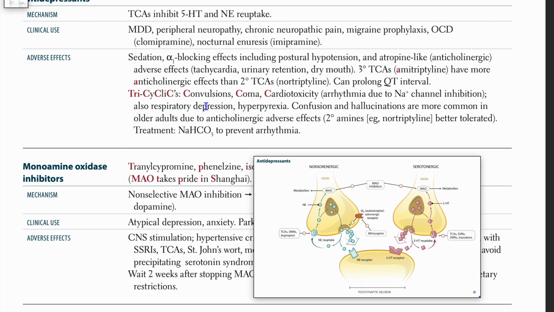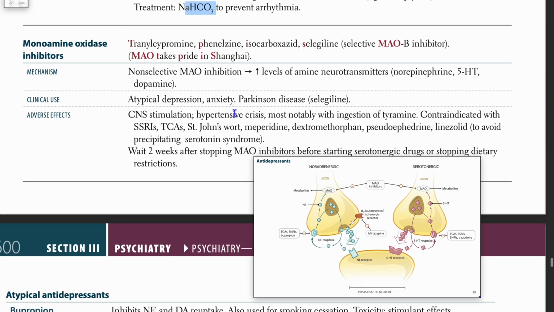Also respiratory depression, hyperthermia, confusion, and hallucination are more common in older adults, due to anticholinergic adverse effects. So secondary amines, for example, are better tolerated. Treatment is sodium bicarbonate to prevent arrhythmia.